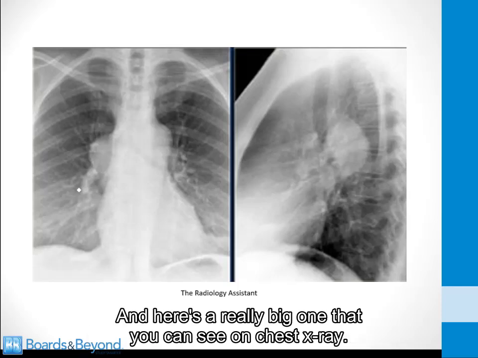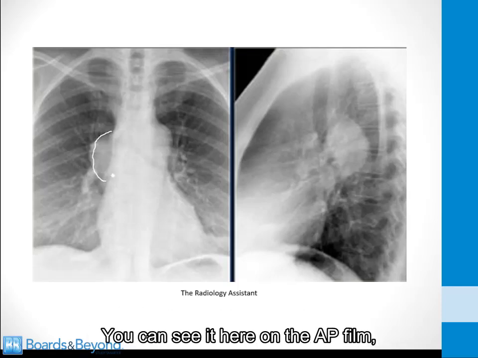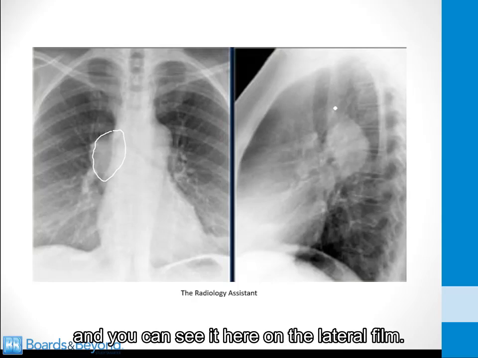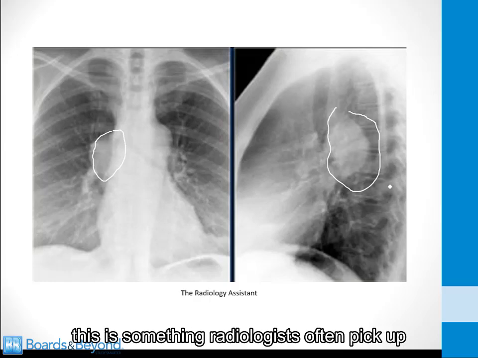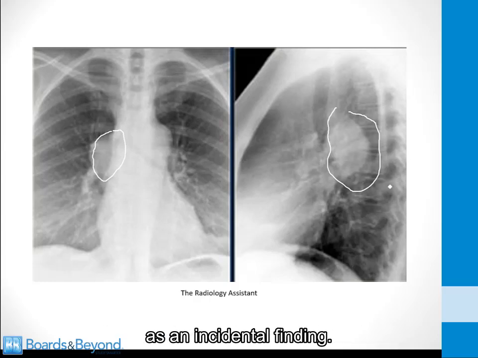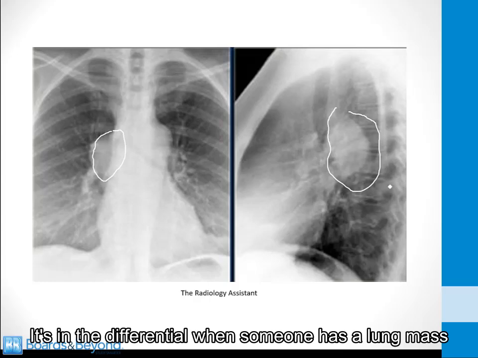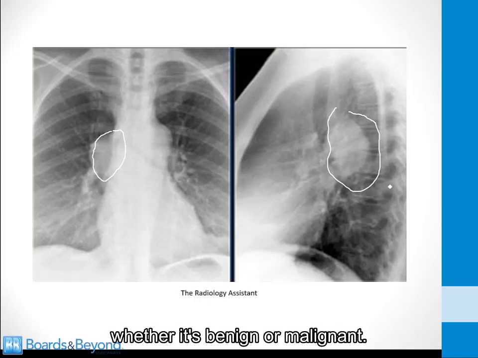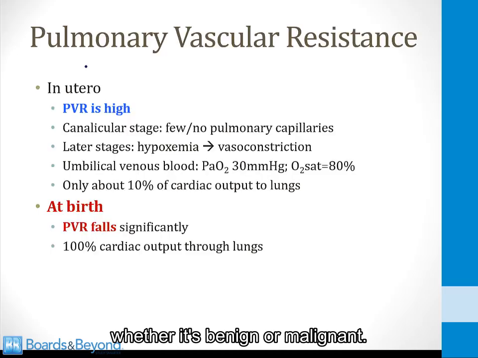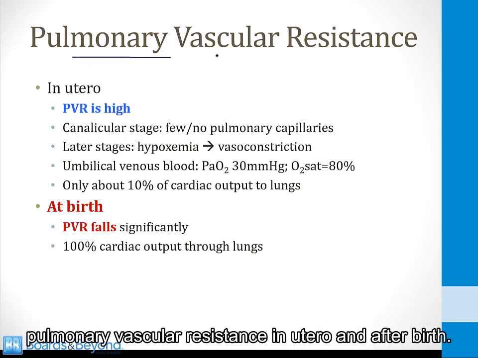And here's a really big one that you can see on chest x-ray. You can see it here on the AP film, and you can see it here on the lateral film. As I told you before, this is something radiologists often pick up as an incidental finding. It's in the differential when someone has a lung mass and you're trying to work up whether it's benign or malignant. I'll finish with this slide and talk about pulmonary vascular resistance in utero and after birth.